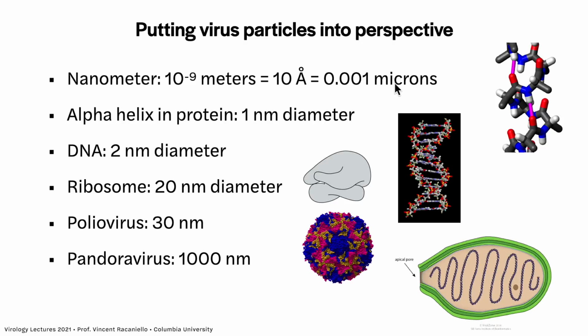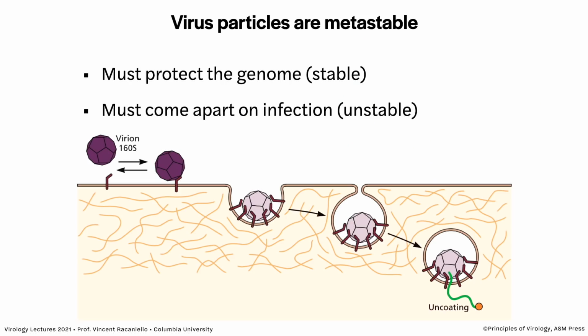And just to give you some references for these numbers, the alpha helix in a protein, which is over here, is about a nanometer in diameter. DNA, which is shown here, double-stranded DNA, is about 2 nanometers in diameter. And a ribosome is 20 nanometers. Poliovirus is 30 nanometers. And, of course, the big giant viruses are bigger, 1,000 nanometers or a micron. Okay, putting particles into perspective.